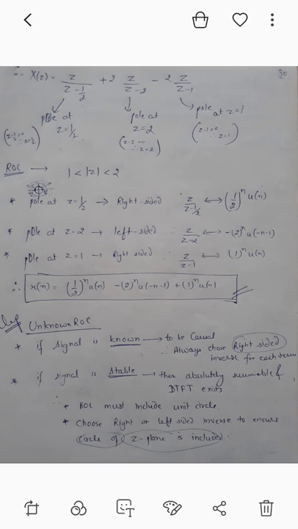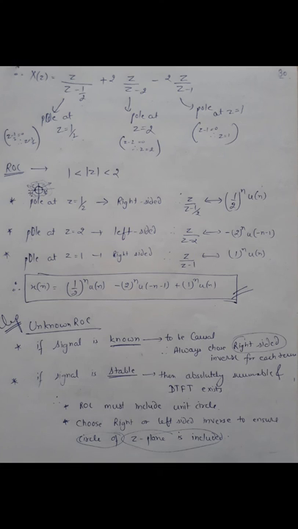So first, x(n) equals first part z upon z minus half: (1/2) raised to power n u(n). For the third part, 1 raised to power n u(n). For the middle part z upon z minus 2, our answer will be minus 2 raised to power n u(minus n minus 1). This will be the inverse Z transform.